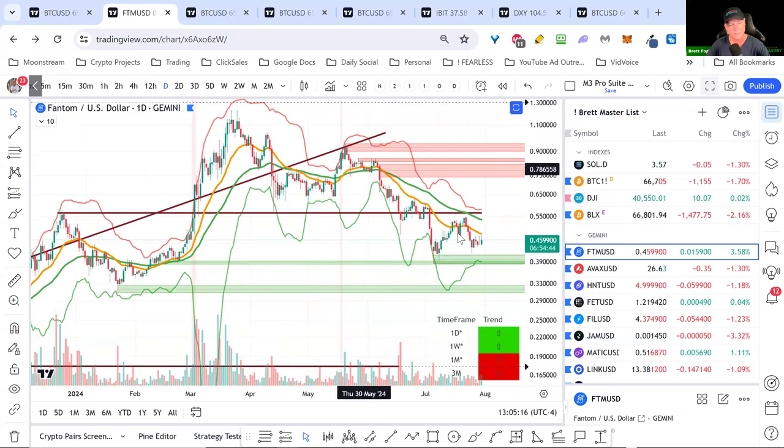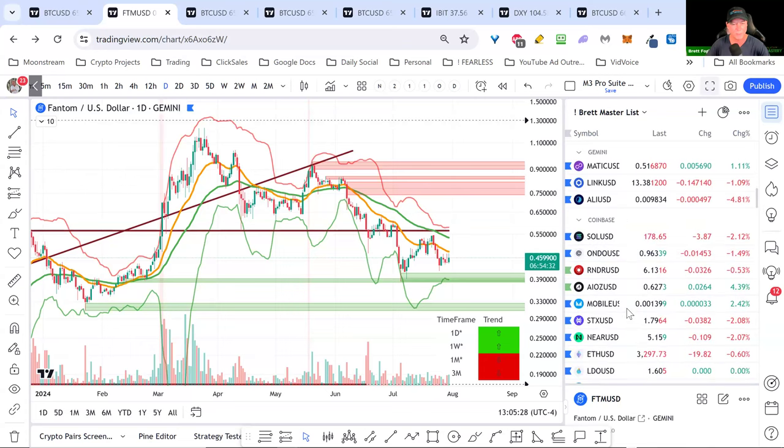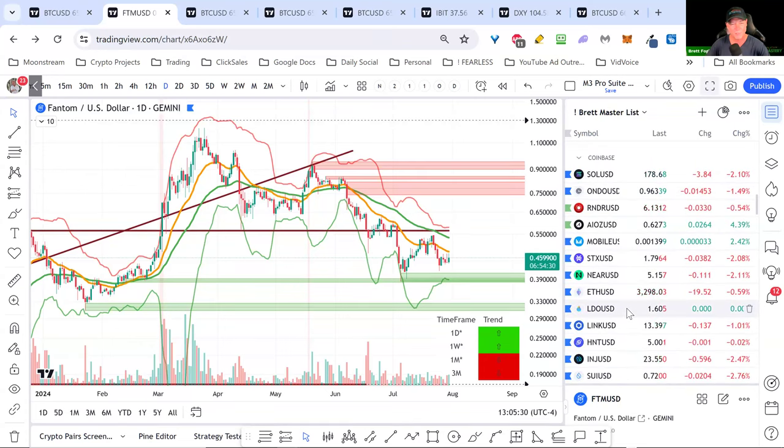So likely Phantom Coin continues to drift down. And I'm surprised. We've done very well with Phantom Coin in the past, and I'm surprised to see that thing continue to bleed out. But at any rate, that's what happens. And this is crypto. The money's been flowing out for a while now into other projects.